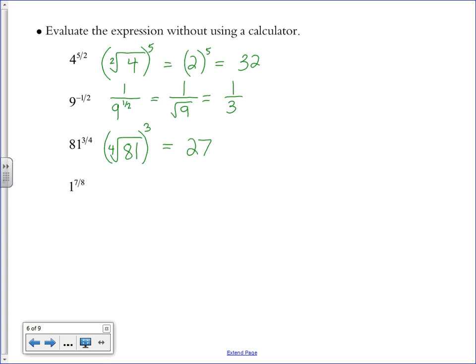And then 1 to the 7/8. We're going to use 8 as our root, with 1 on the inside to the 7th power. But it almost doesn't matter what these numbers are, because any root of 1 is going to be 1, and then 1 to any power is going to be 1 as well.